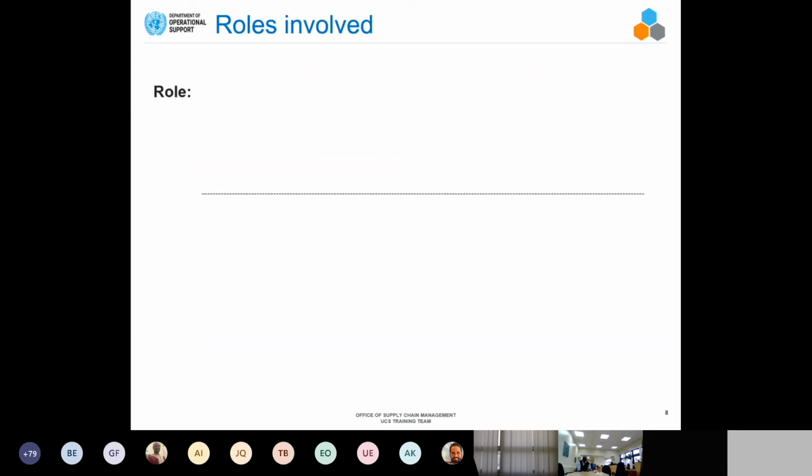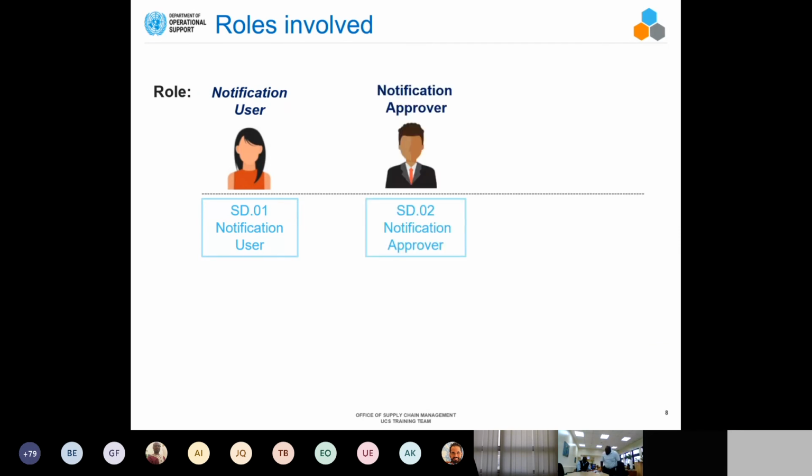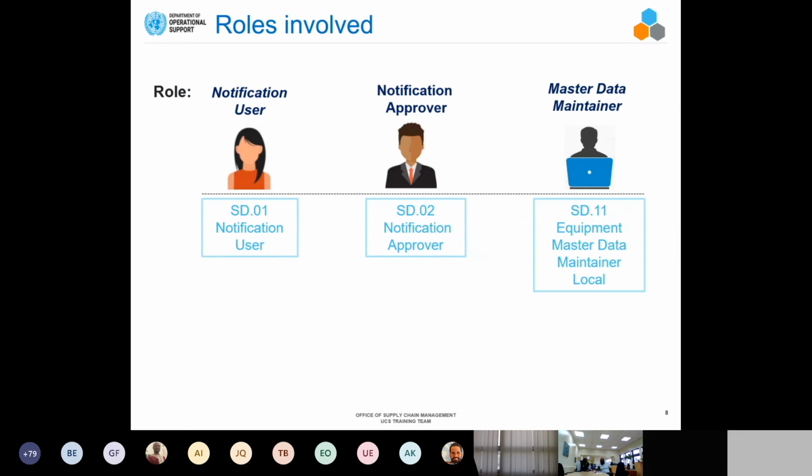So what are the roles involved in equipment assignment? We have a new role here, SD01 notification user. We have SD02 notification approver. Basically, the notification user is a person that is requesting the service or requesting the equipment to be assigned. The notification approver is typically the chief of the notification user, or is the person responsible for the unit that will confirm that this corresponds to a business need. And we have the SD11, the same user that was enriching the equipment, who is responsible to maintain the equipment master record. Only these three roles are involved.